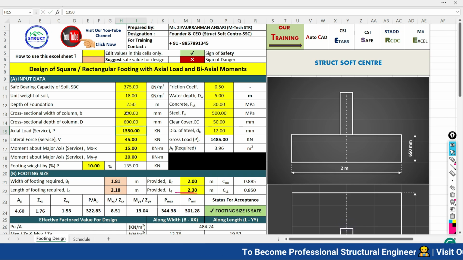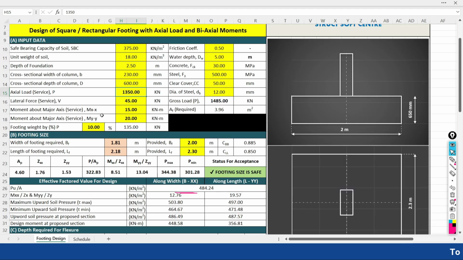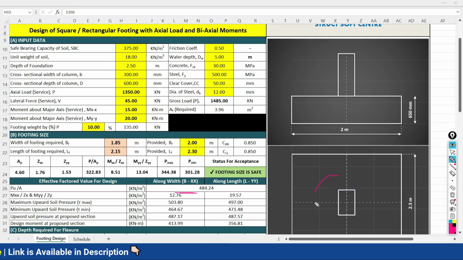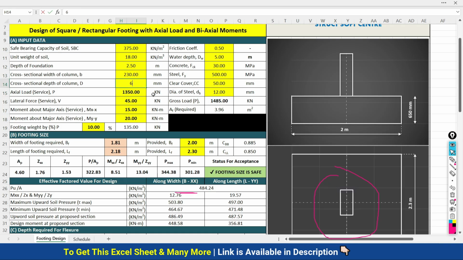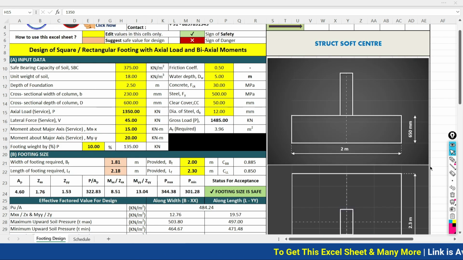Whatever the size of the column you are defining, accordingly your figure is going to be updated here. Suppose I define the size of the column as 300 by 600 in mm. As you can find here, the figure is now updated accordingly. And if the size of the column is 230 by 600, the figure is going to update accordingly. So based on your input data, your figure is going to update.